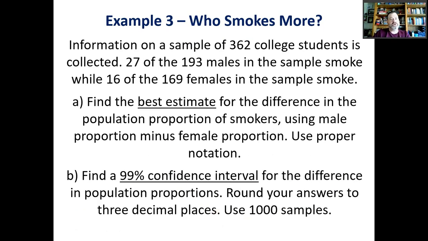So the difference in proportion, the parameter is P1 minus P2. Here we're talking about males and females, and we're going to use male proportion minus female proportion. So P1 minus P2 becomes PM minus PF. Just give them little letter names so you remember it's males minus females.